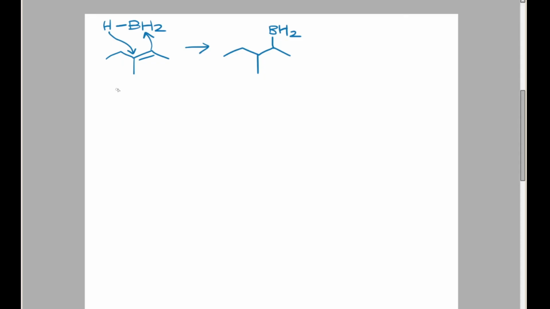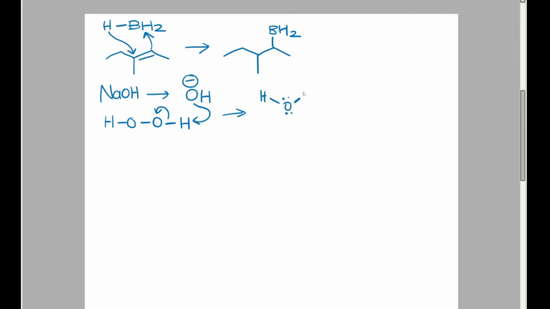The next thing is that, remember, we also have the NaOH in the solution, and because this is an ionic compound, it's just going to dissociate into hydroxide ions. We also have H2O2, which I'm going to represent as HOOH, and this negative hydroxide ion is going to grab onto one of these hydrogens, and then this bond will break, which will form water and a negatively charged OOH ion.